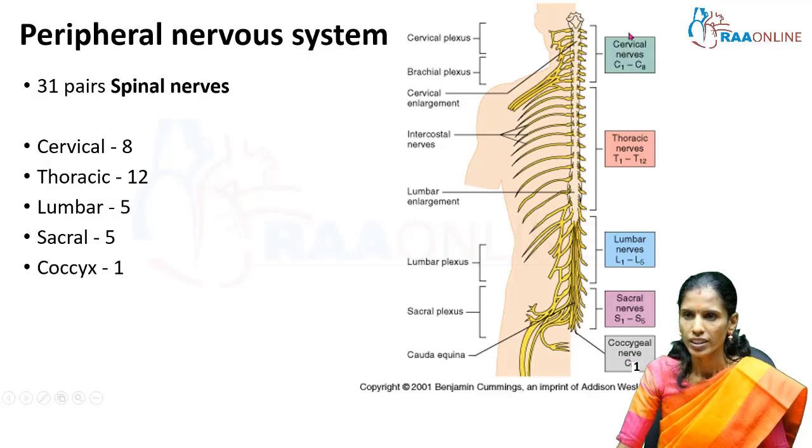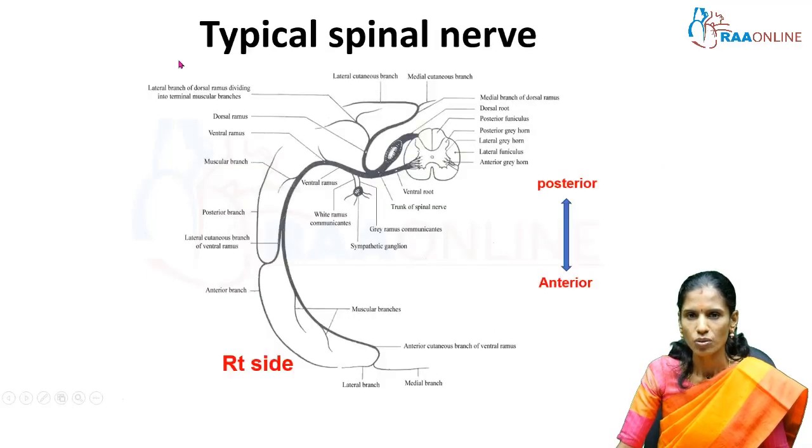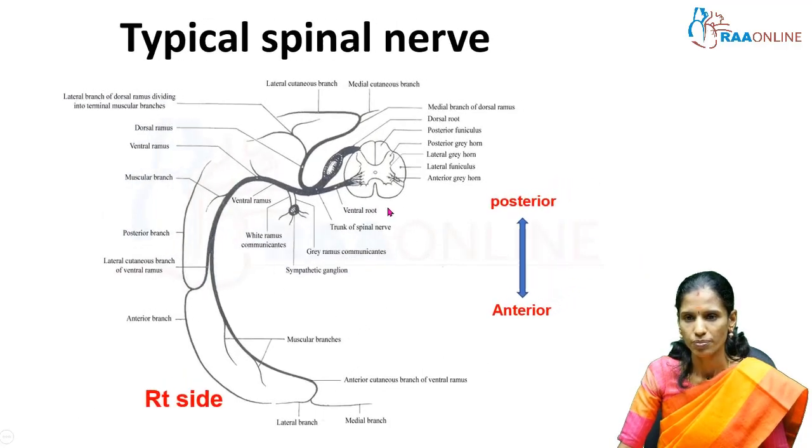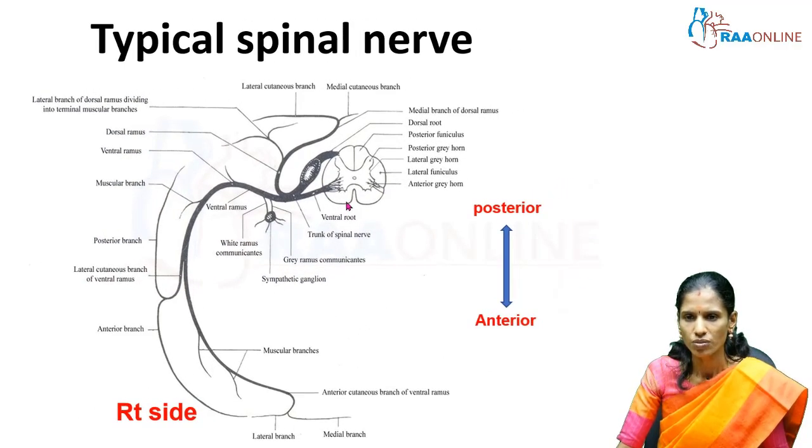Here you note, in the cervical region we have only 7 cervical vertebrae, but we have 8 pairs of spinal nerves. Now, we will see the course of a typical spinal nerve first to understand the concept. This is a cross section of the spinal cord. Here you can see the H-shaped grey matter in the center, which has the anterior horn and posterior horn. From the anterior horn, ventral rootlets arise.